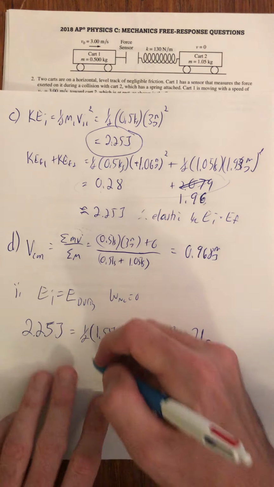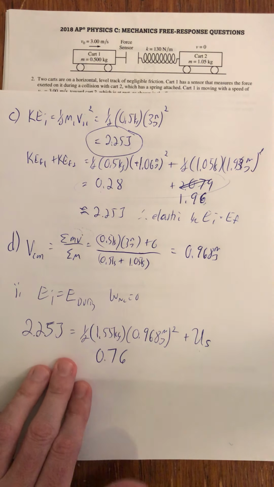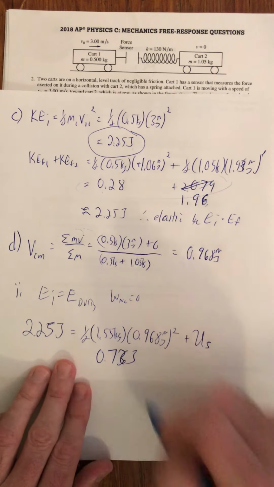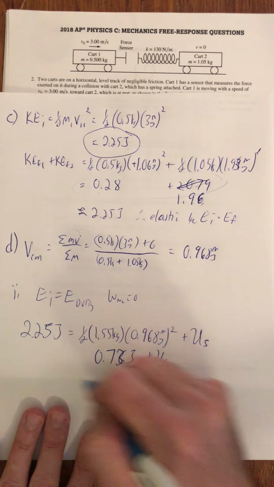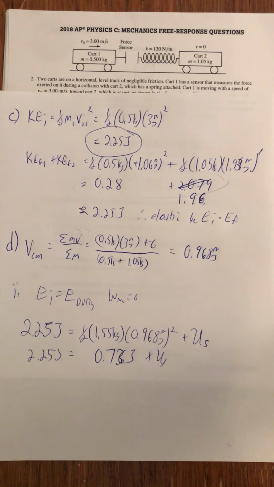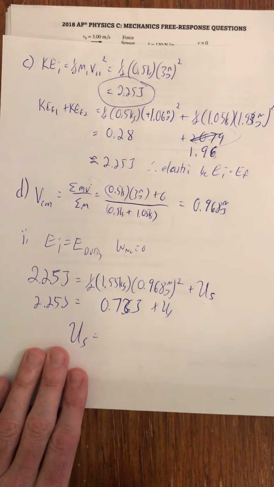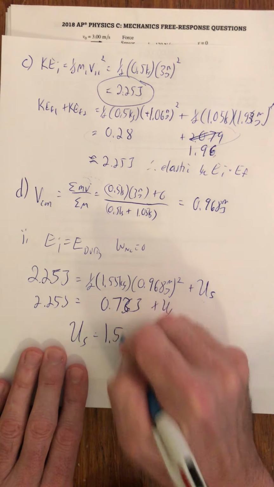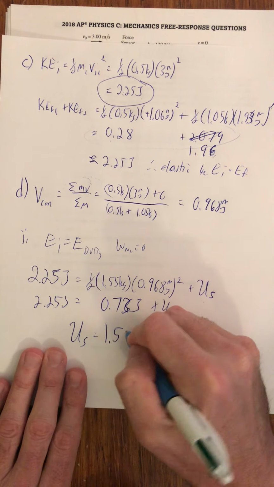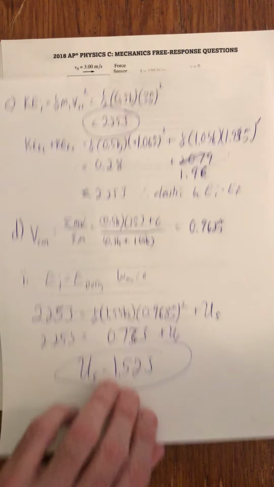And find out that this is 0.73 joules plus U sub S, and 2.25 J is equal to that. So just subtract that off, and then we've got it. So the maximum potential energy is going to be 1.52 joules. And there you go. That is our problem.